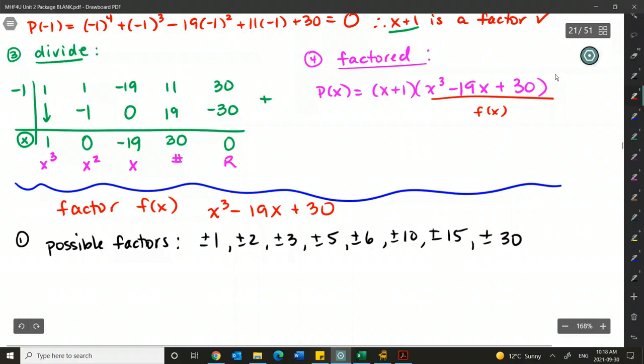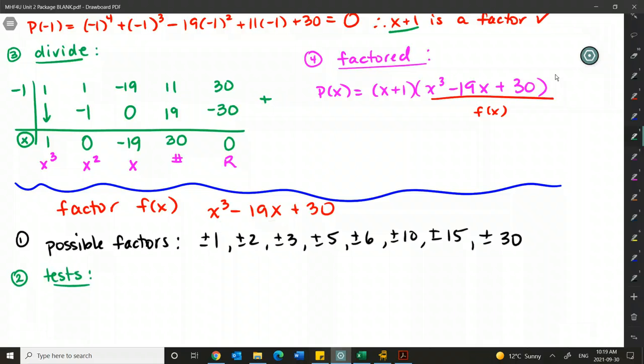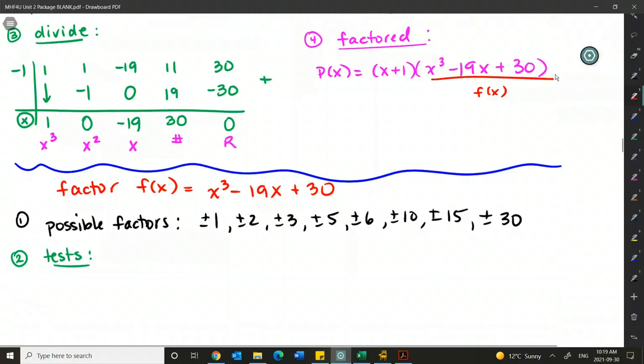That doesn't always happen, but it may happen if the factor that you find is 1 from above. Second thing, we're going to do some tests. So as far as tests, I'm already seeing that 1 and negative 1 are not going to produce 0 here. Perhaps we can try, I don't think 2 is going to do it. 2 actually might do it for us.